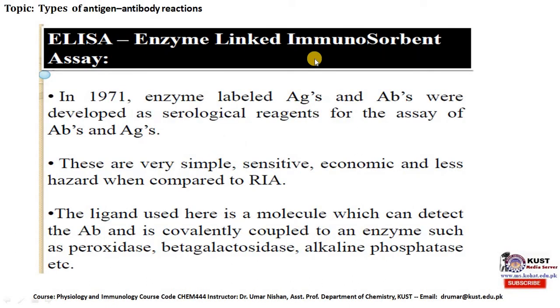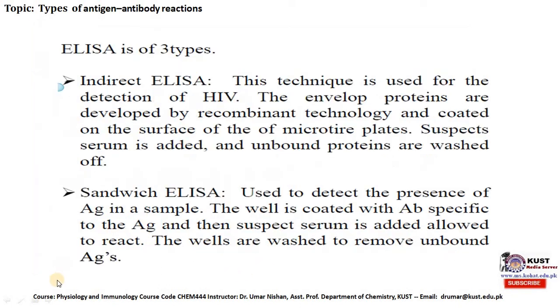ELISA, enzyme-linked immunosorbent assay. In 1971, enzyme labeled antigens and antibodies were developed as serological reagents for the assay of antibodies and antigens. These are very simple, sensitive, economic, and less hazardous when compared to RIA. The ligand used here is a molecule which can detect the antibody and is covalently coupled to an enzyme such as peroxidase, beta-galactosidase, alkaline phosphatase, etc.